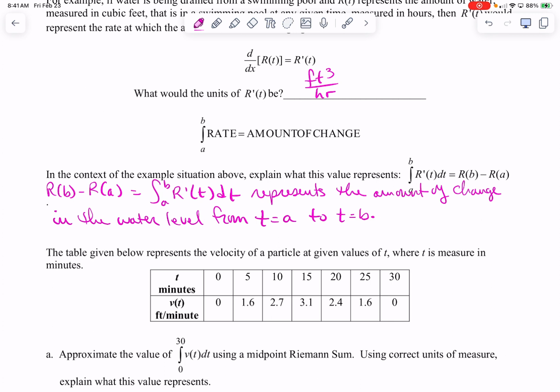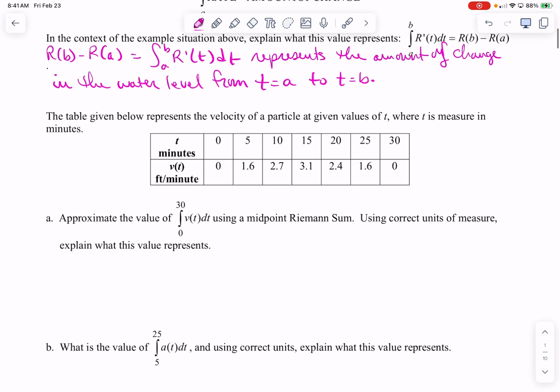Okay. So the table given below represents the velocity of a particle given at values of t, where t is measured in minutes. So we want to approximate the value of the integral from 0 to 30 of v of t dt using a midpoint Riemann sum. Using the correct units of measure, explain what this value represents.